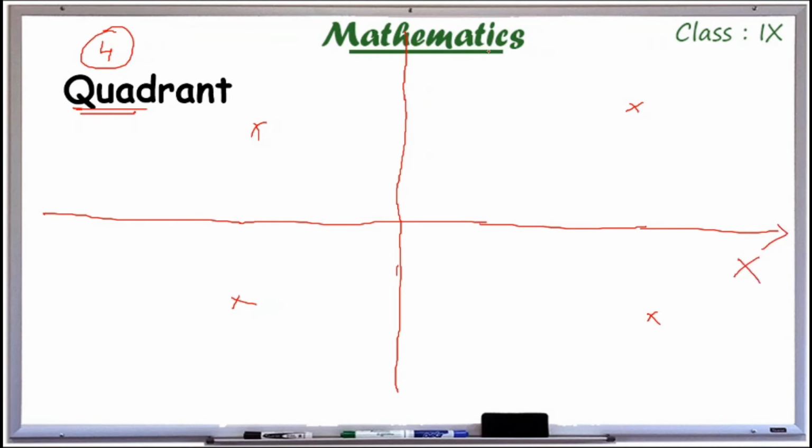This is x-axis, this is y-axis. While you are drawing a coordinate plane, you have to mark x-axis and y-axis, otherwise you will lose 1 mark, and also the origin. So the first quadrant is this. This is called the first quadrant.